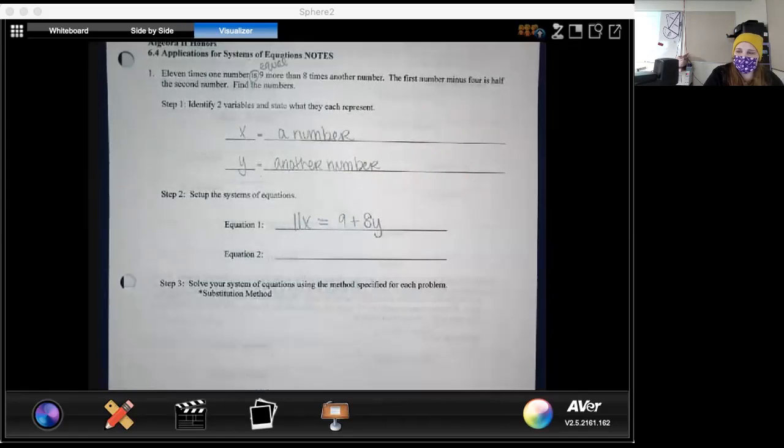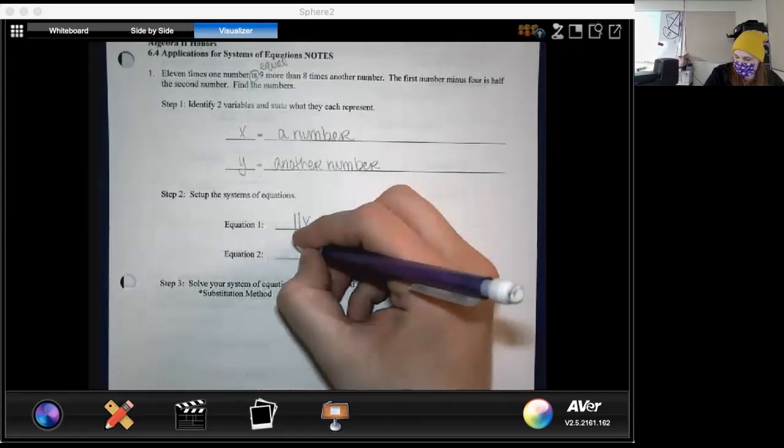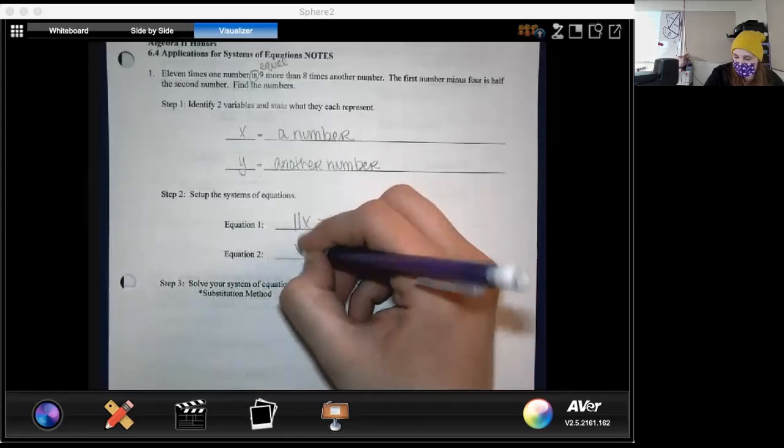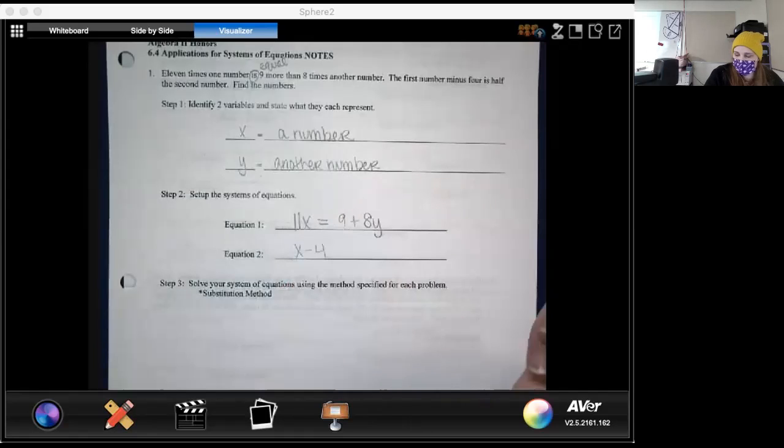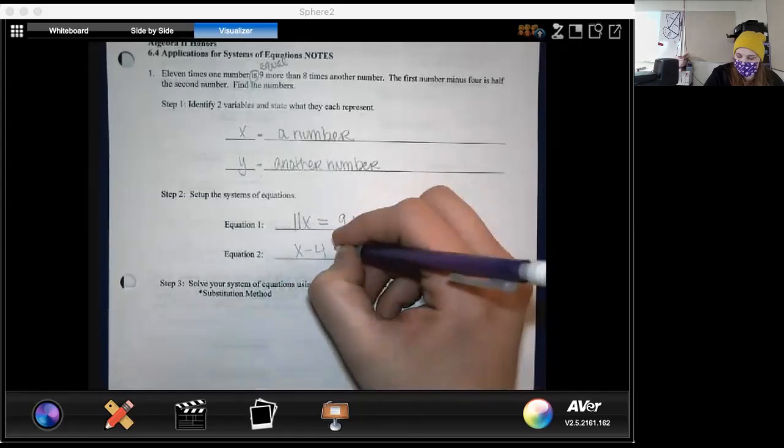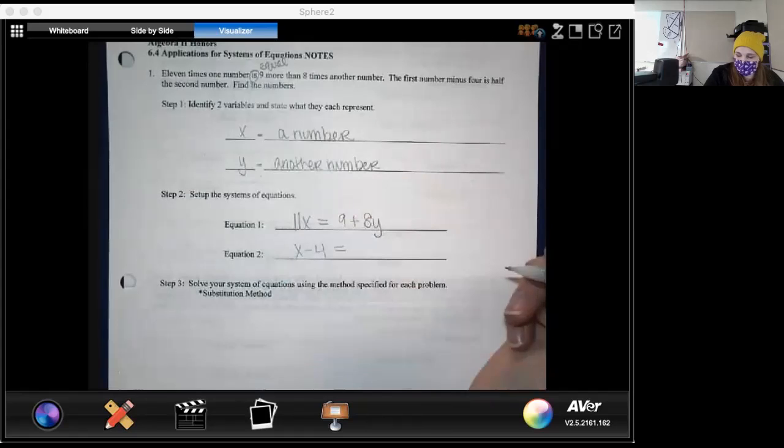Okay, good. Now let's look at the second sentence for the second equation. The first number minus 4, what would that be? X minus 4 is, which means equal, half the second number.